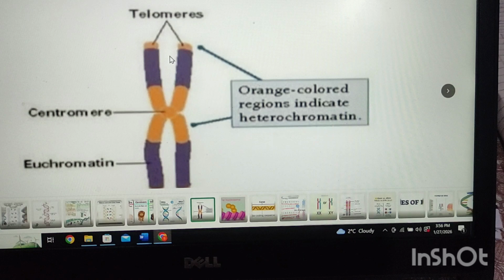What are the functions of heterochromatin? Structural support to the chromosome, protecting DNA from damage, and maintaining chromosome stability. So these three functions are performed with the help of heterochromatin. We have discussed both heterochromatin and euchromatin side by side. We also discussed the types of heterochromatin, constitutive and facultative heterochromatin, and their functions. So I think you enjoyed it.